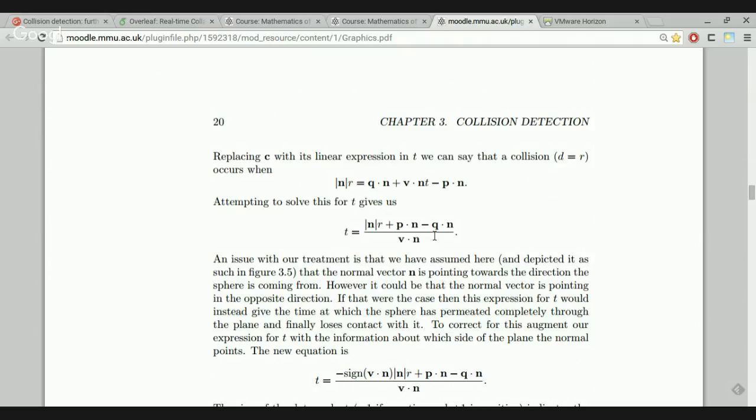So that expression fails, or would return an error if you tried to do the division by 0. But that exactly matches the case where no collision is expected. So the collision test might involve a check first of that dot product V dot N. Is your thing moving exactly parallel to the plane? Well, it's never going to collide with it. Okay. So that makes sense. That all fits together.